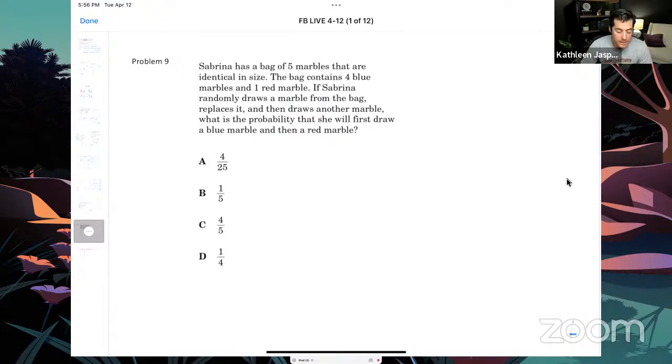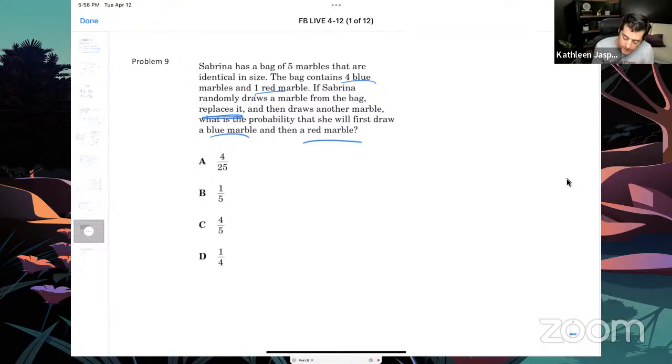So we've got a scenario here with probability. We've got 5 marbles in a bag, 4 blue, 1 red. The important part here is we draw from the bag, but then we replace it. So that's key. All right, so based off of this scenario, we want to draw blue, then red.